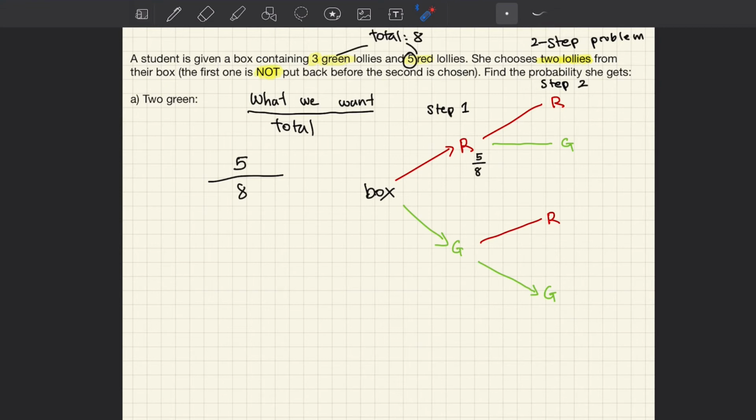Now, what about for this red here? Okay, what is that red going to be?